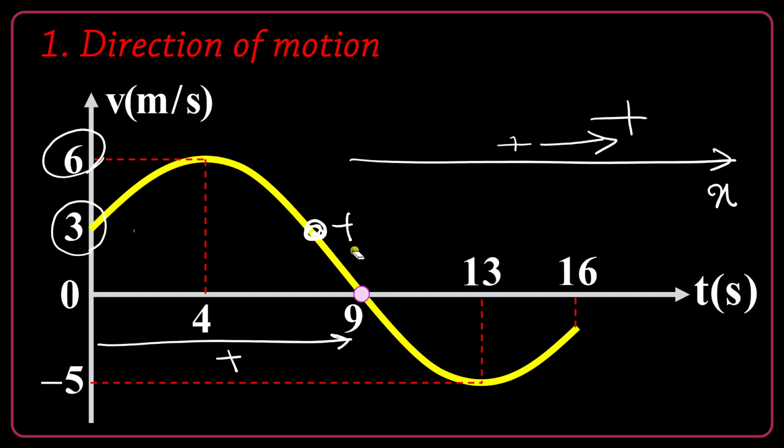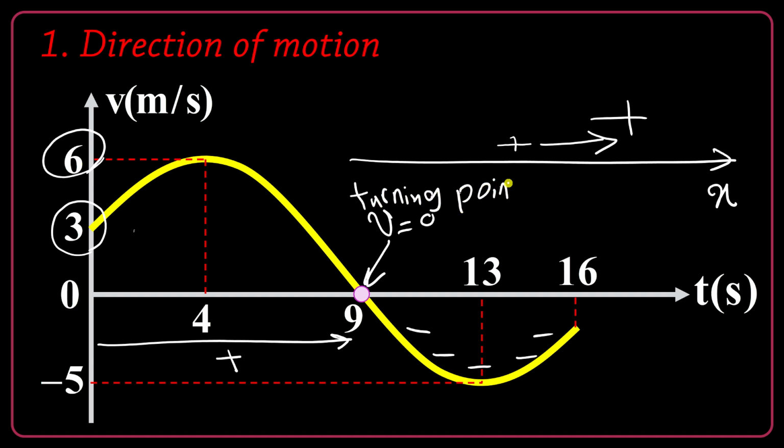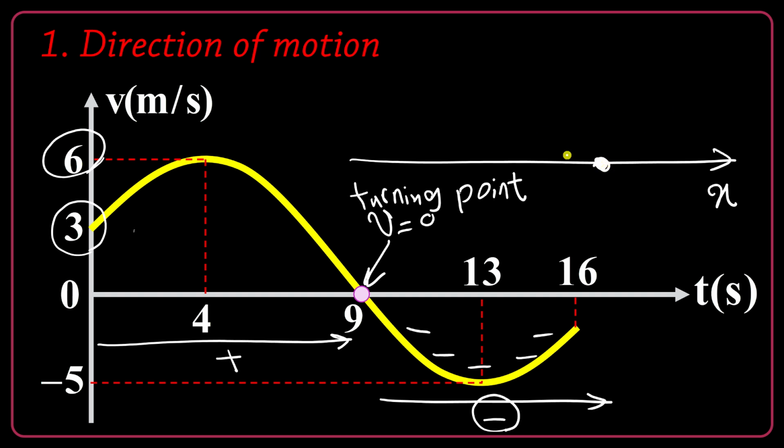At t equals 9, it stops, because the velocity is 0, and then changes direction because the velocity is negative after that. Basically, at t equals 9, we can say we have a turning point at which the object will change the direction of motion. So from t equals 9 to t equals 16, the velocity is negative because the VT graph is below the t-axis. Let's say the turning point is here. Means that from t equals 0 to 9, the object is going to the right, it stops here, and then goes back. This is the meaning of turning point.